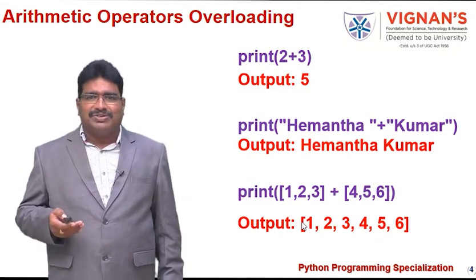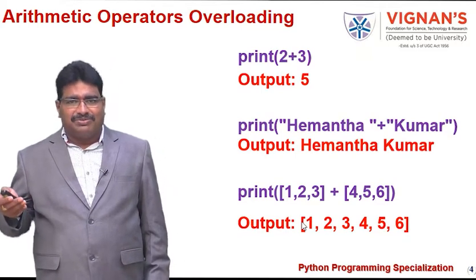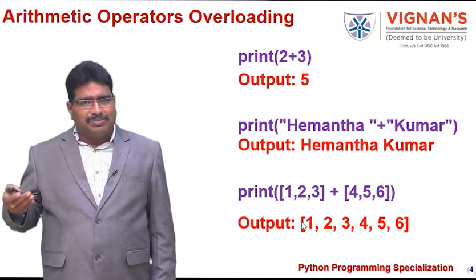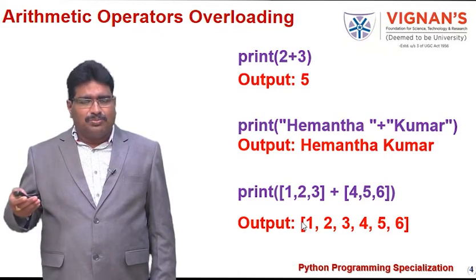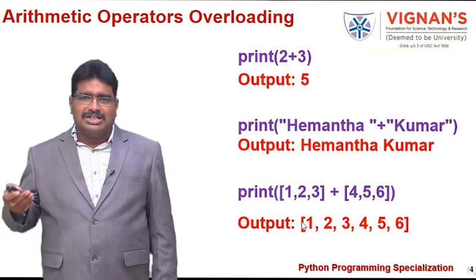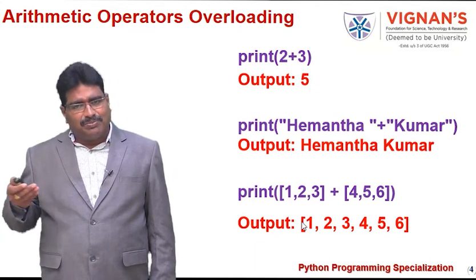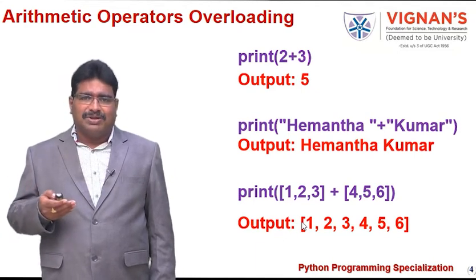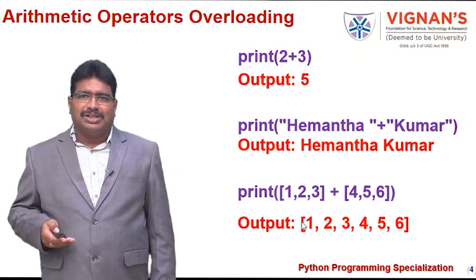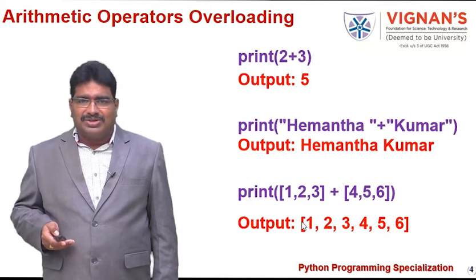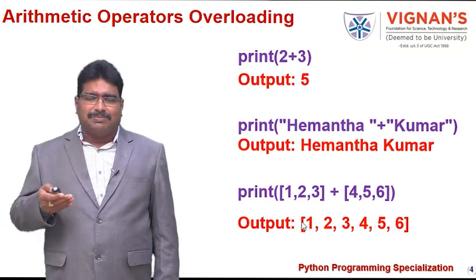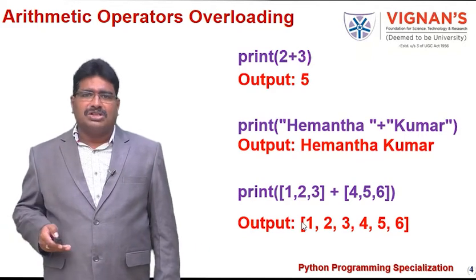So in this example we understand that the plus operator works based on the operands we are using. If we pass numerical values, it performs numerical addition. For example, 2 plus 3, we get the value 5. Or if we pass the strings Hemanta and Kumar, it performs string concatenation. And if we pass lists, it performs list concatenation, that is, the two lists are added. So we understand that the plus operator works differently based on the parameters we are passing. So it supports polymorphism.